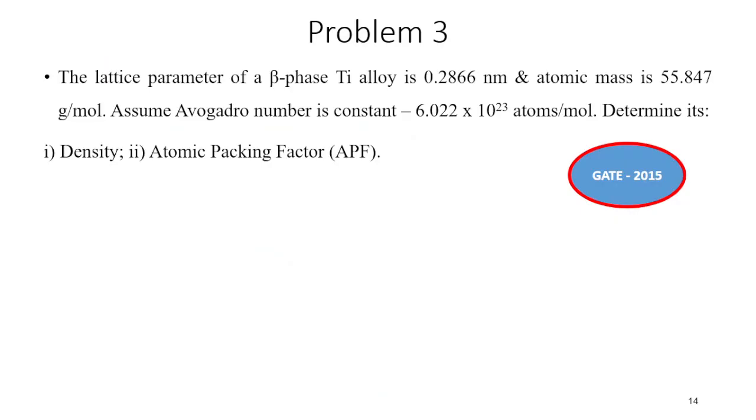Now we'll go to this problem. The lattice parameter of beta phase titanium alloy is 0.2866 and atomic mass is also given. Avogadro number is again given. So we have to determine its density and atomic packing factor. So how will we find the density?